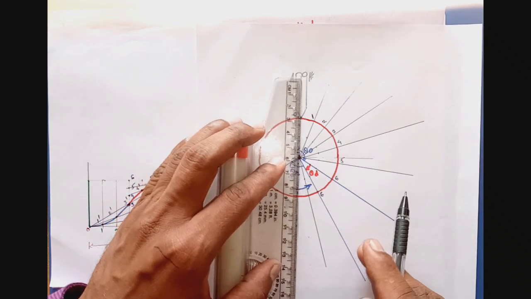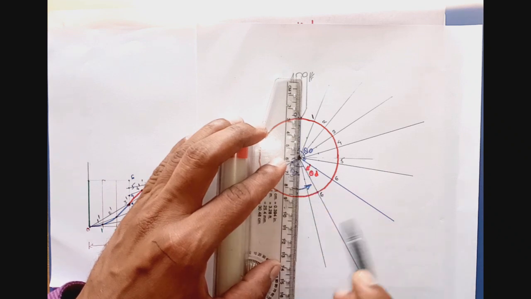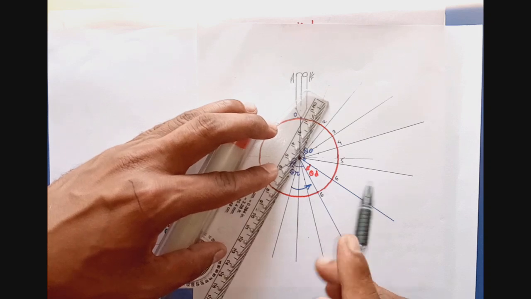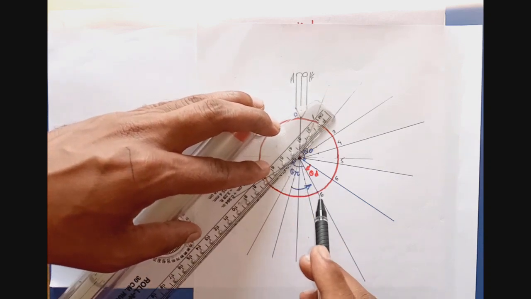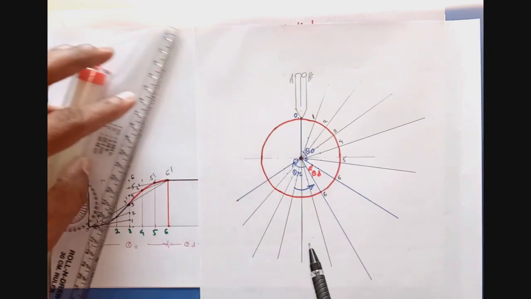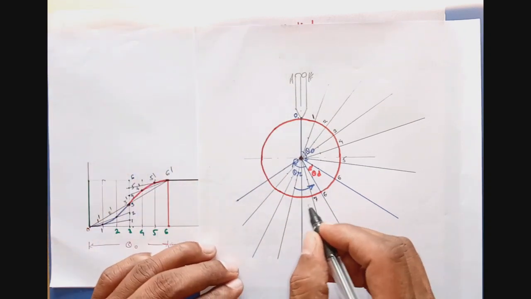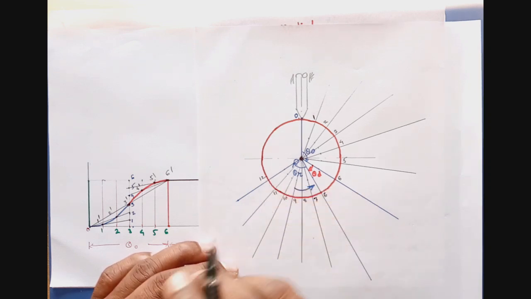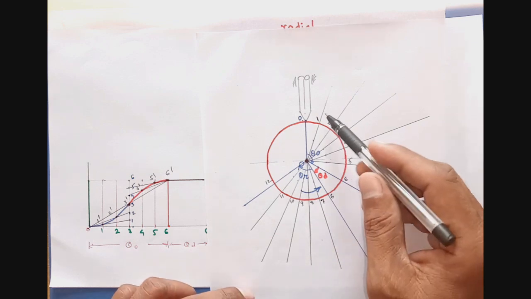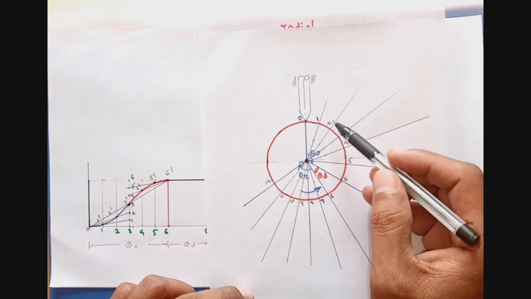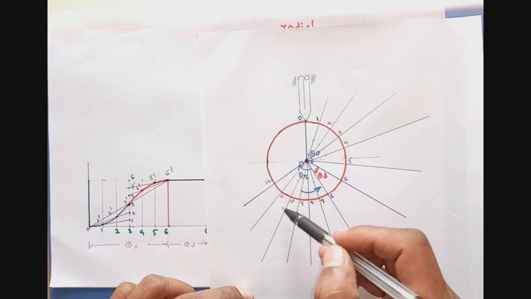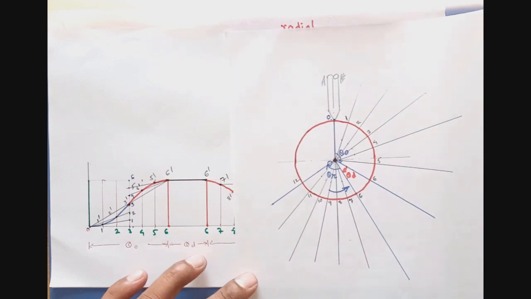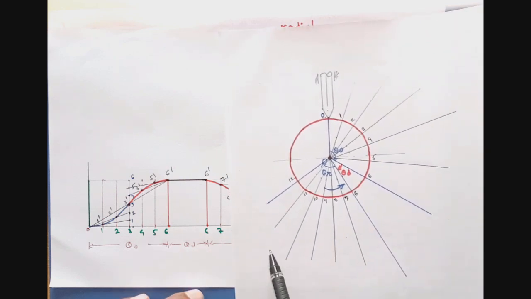1, 2, 3, 4 and 5. I will number the divisions 7, 8, 9, 10, 11 and 12. Now these are the lines of action of the follower at these instances. Instance number 1, 2, 3, 4, 5, 6, 7, 8, 9, 10, 11, 12. Now we will plot the displacement of the follower at all these instances from the displacement diagram.